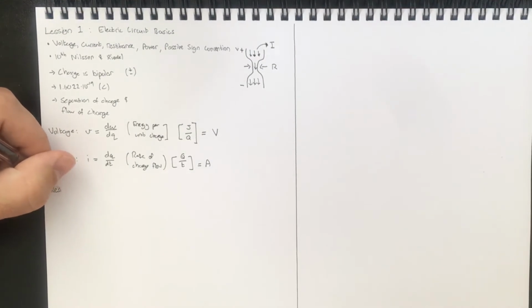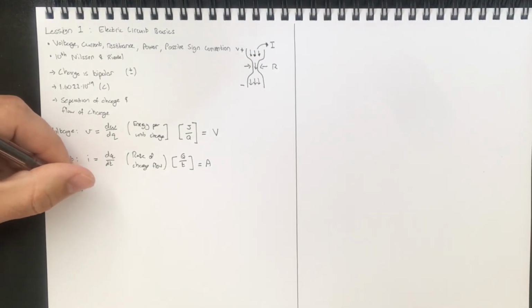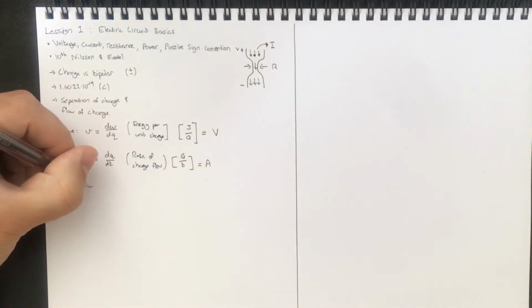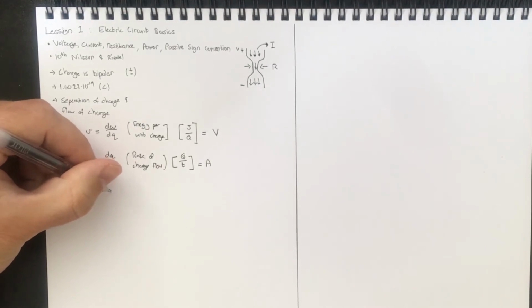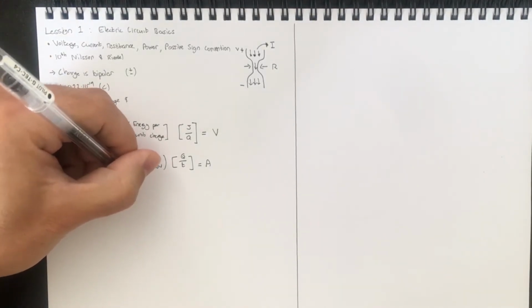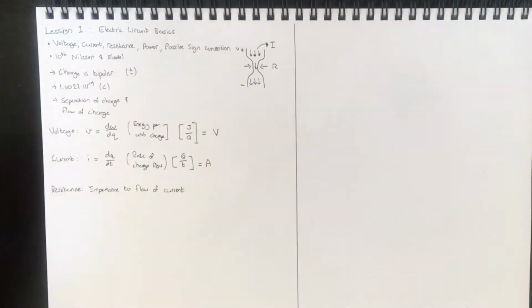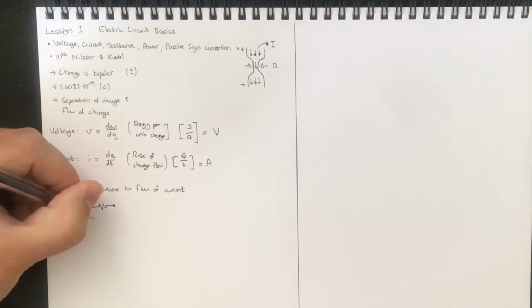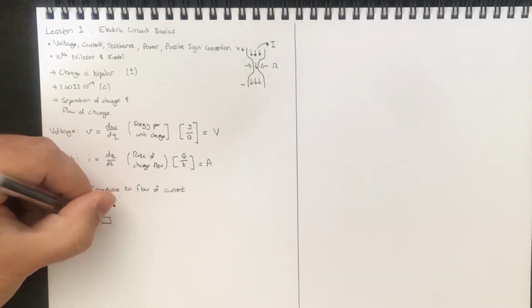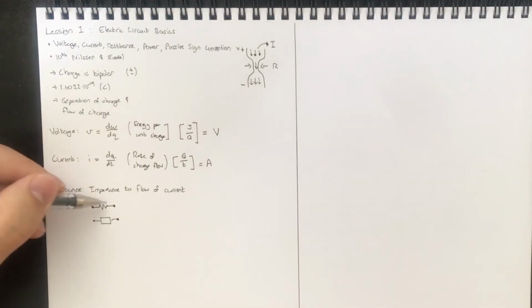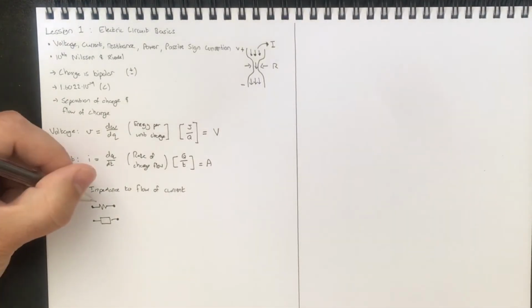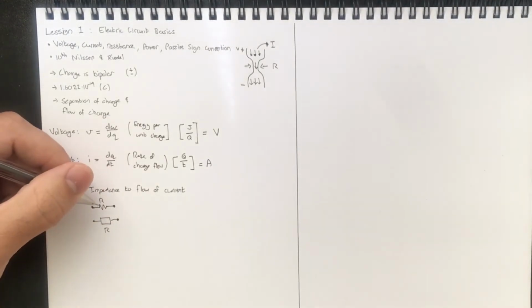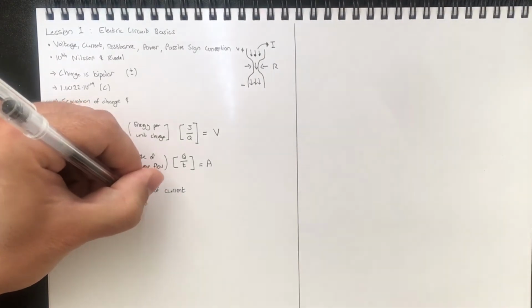Alright, let's move on to resistance. So resistance we define as the impedance to flow of current. A resistor in our circuit is usually denoted as one of these two symbols. Within our work, I will be using this top symbol. We define R over it. So each one of these resistors will have a certain value in ohms.